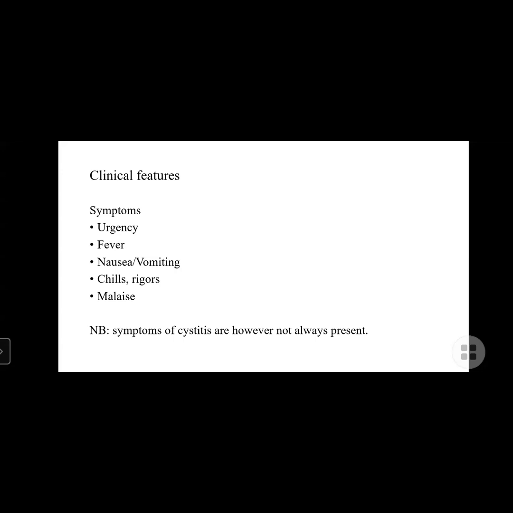If there's a systemic infection, they could present with symptoms of systemic infection. So they may present with fever, nausea and vomiting, chills, rigors, or malaise. But what we should note is that usually in acute pyelonephritis, symptoms of cystitis are not always present. So they may present with just fever, and also on your examination, you might pick up renal angle tenderness or costovertebral angle tenderness.